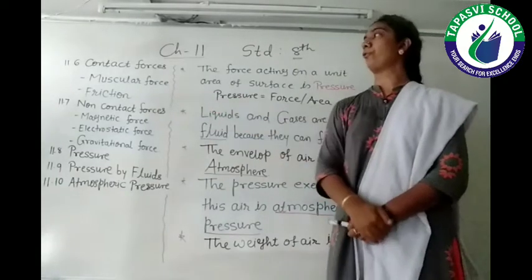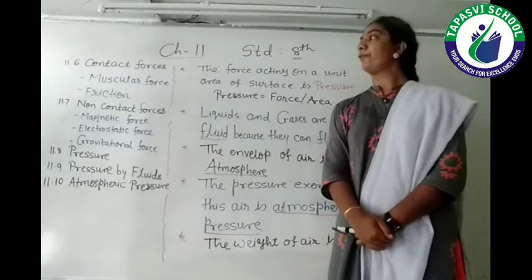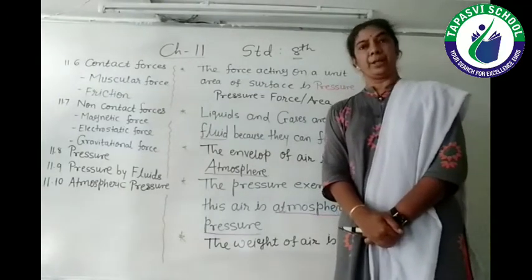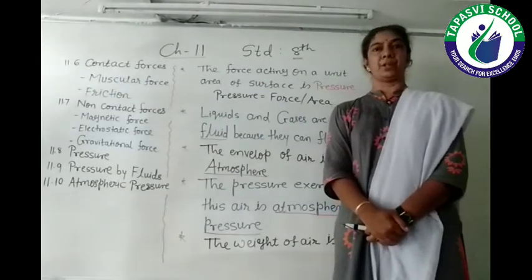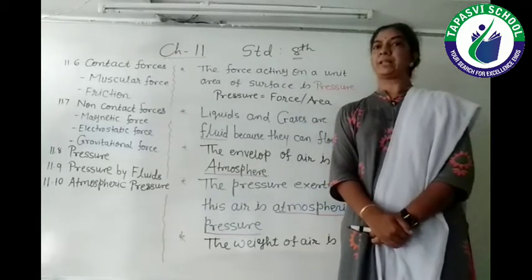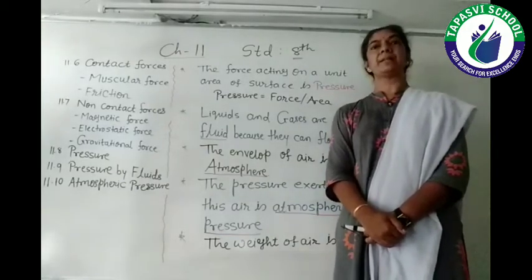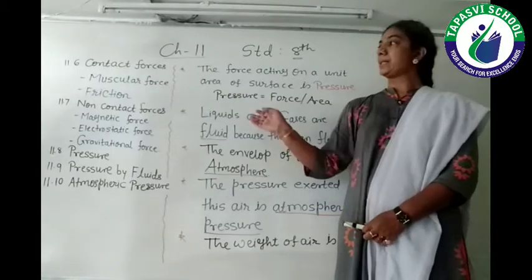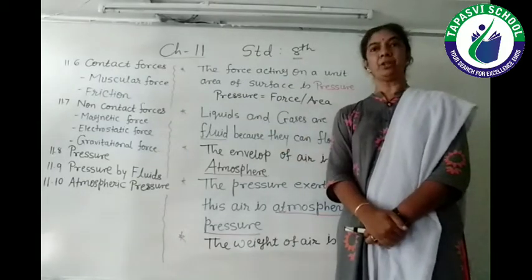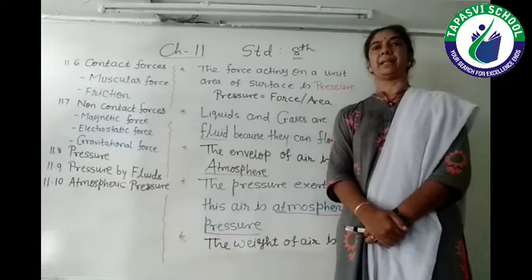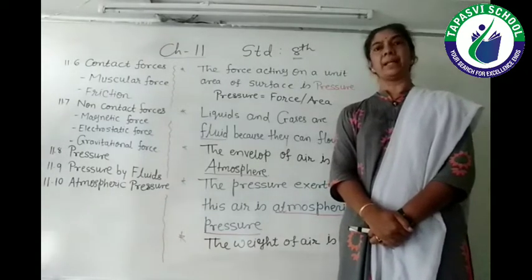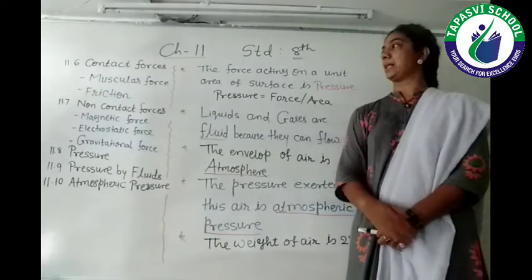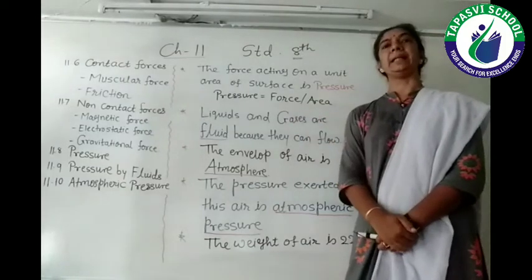The second type of contact force is friction. We know that any object which is in motion will stop after traveling some distance. Why does it happen? It is because of the frictional force applied by the surface. In our next chapter, we are going to discuss frictional force in detail.